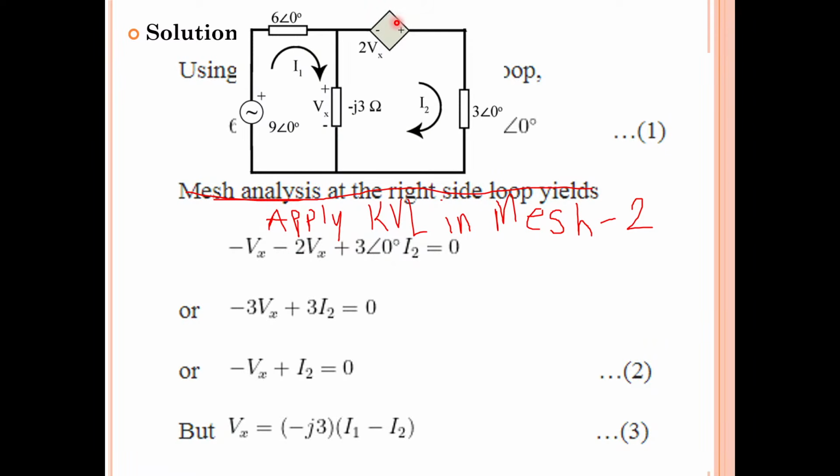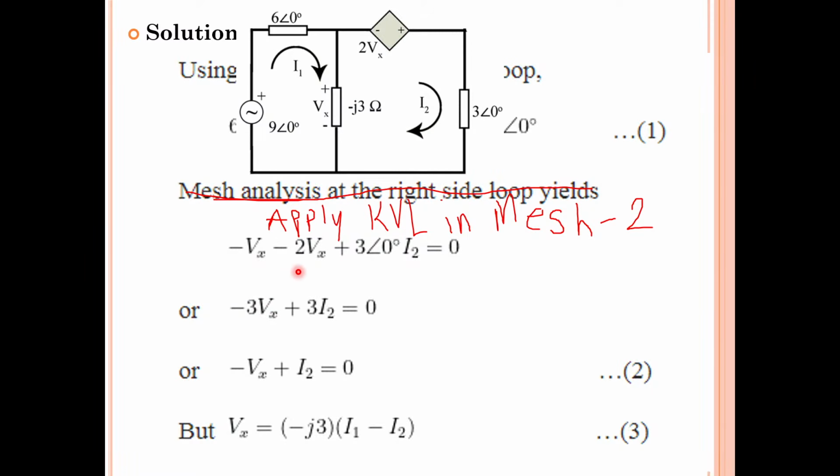So minus Vx minus 2Vx plus 3∠0° into what is the current through this? The 3∠0° only has current I2. So 3∠0° into I2 is equal to 0. Of course there is a source, but there is no independent source. It's a dependent source, isn't it? So minus Vx minus 2Vx plus 3∠0° I2 equal to 0. This is what you will get from mesh 2.